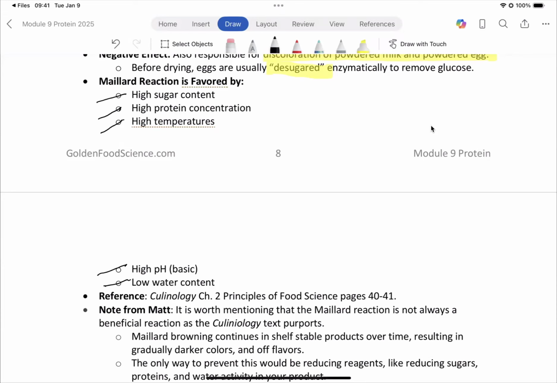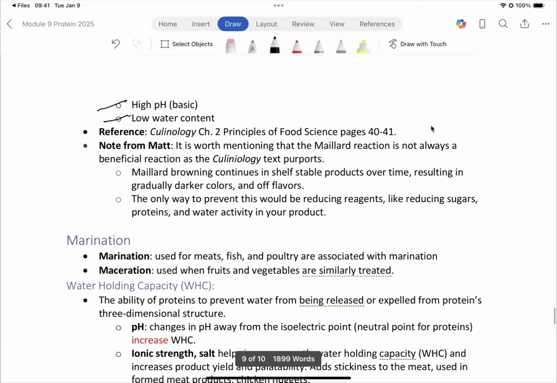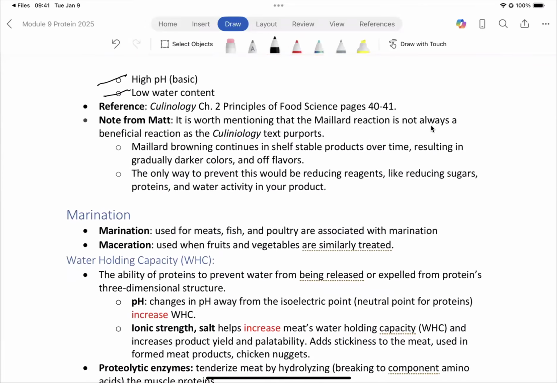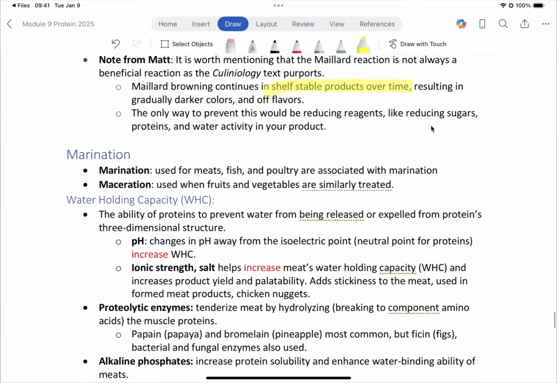Questions? So Matt brought up in a previous class that it isn't always a good thing, right? Maillard's not always a good thing. Sometimes in shelf-stable products over time, like we were talking about the sweetened condensed milk. And then he added some other stuff about how to keep it from happening, if it's a problem.